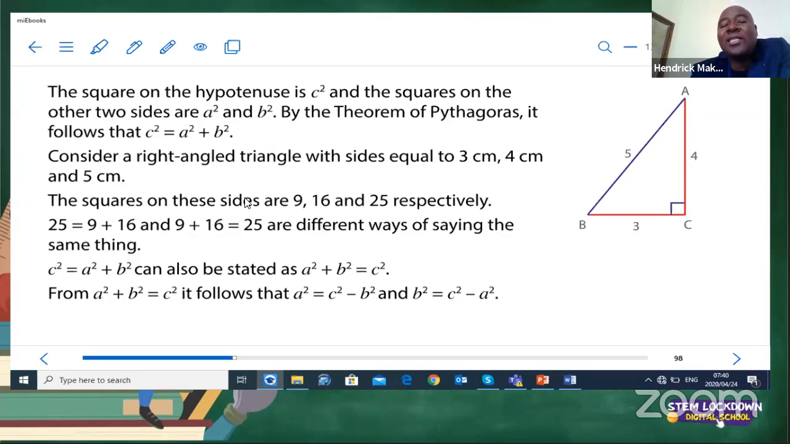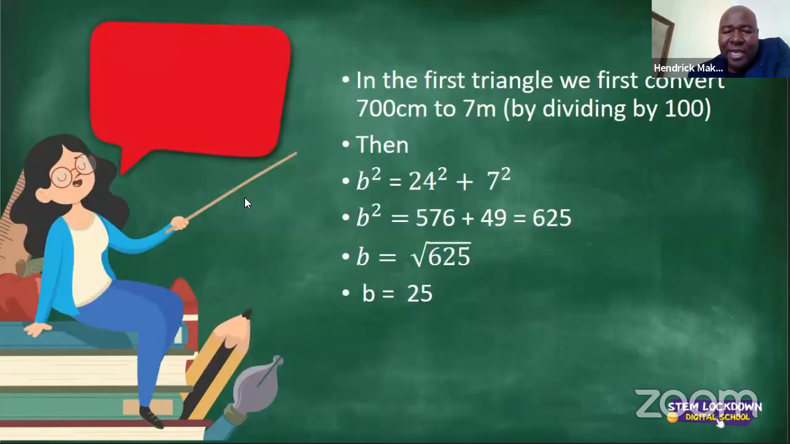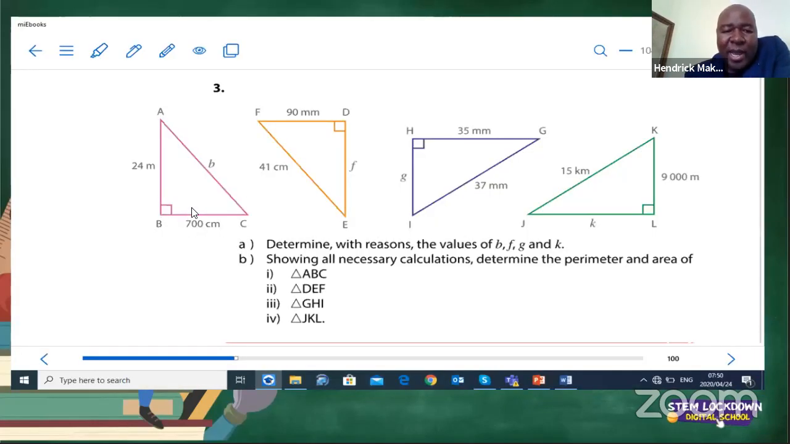Now we are going to apply this in a real example. We have already done so in the first case. Like in this case, we had to convert our 700 centimeters. I'm sure you have no problem converting from centimeters to meters. All that you do there is divide by 100. So of course, 700 divided by 100 gives you 7. So BC here will be 7 meters. Now, if BC is 7 meters and AB is 24, what is the value of B?